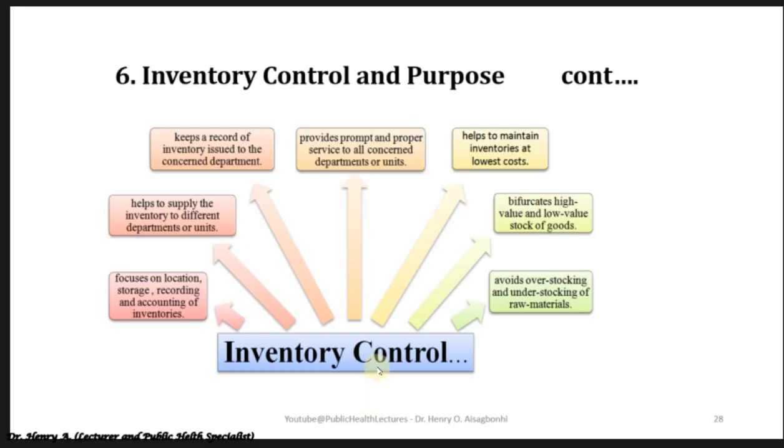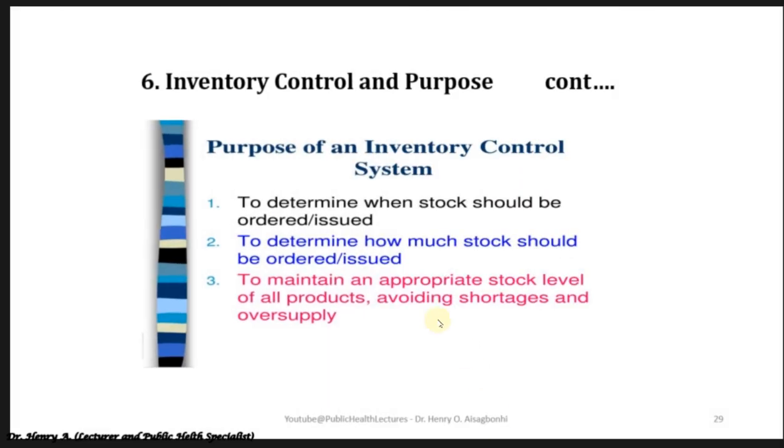So you can see on your screen, inventory control. Take note of all this. They are important, just like I've explained them. You can also see the purpose of an inventory control system: to determine when stock should be ordered or issued, to determine how much stock should be ordered or issued, and to maintain an appropriate stock level, as I've earlier said, on all products, avoiding shortages and oversupply.